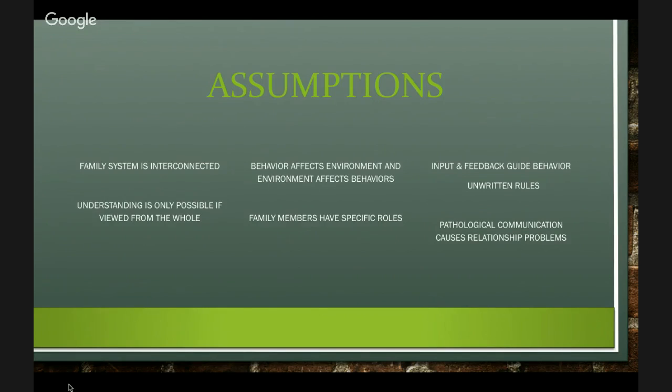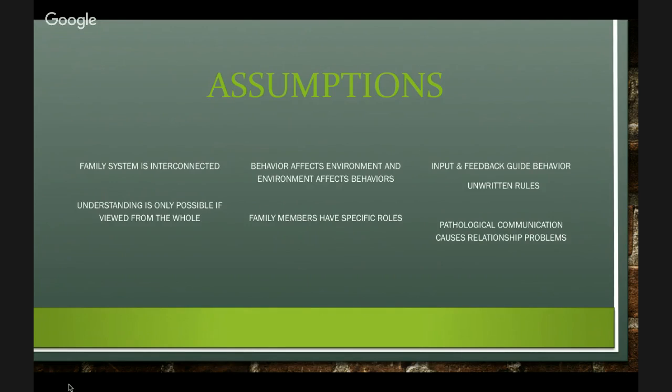Now, here are some of the assumptions of family therapy. One is that the family system is interconnected. The sum is greater than its parts. Within this assumption, the family system is a societal system, and it has its own set of rules, its own set of communications and its power structure. Another one is understanding. Understanding is only possible if viewed from the whole. This is another view from Miss Virginia, where it was impossible to get the whole story from one member of the family, but you had to look at the whole family and its dynamics. Another assumption is that behavior affects environment and environment affects behavior.